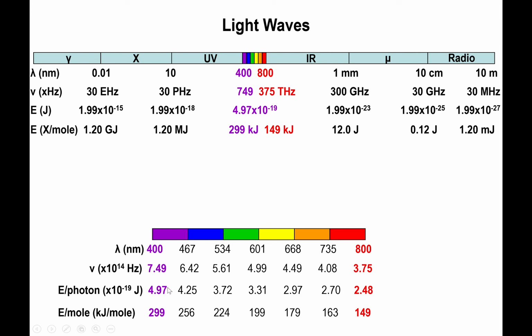You will also find that if you use Planck's equation, the energy lies between 4.97 and 2.48 times 10 to the negative 19 joules. And if you convert this to kilojoules per mole, you'll find that the value falls between 299 and 149 kilojoules per mole.